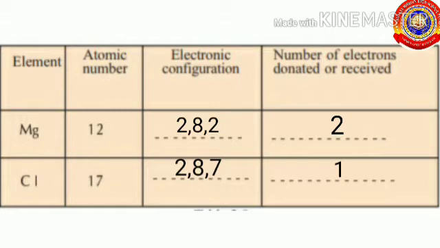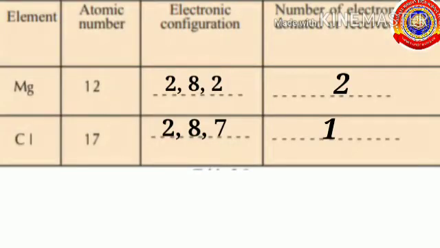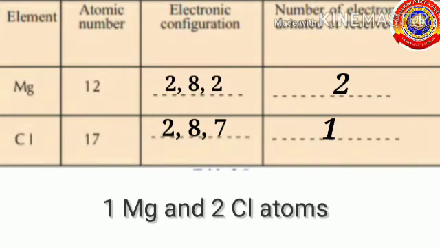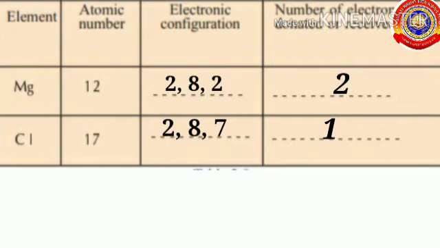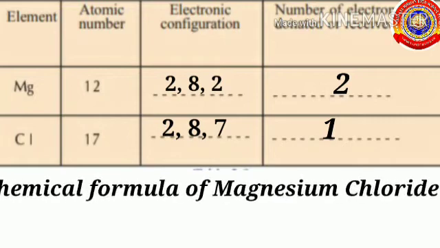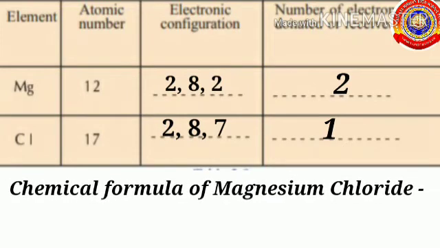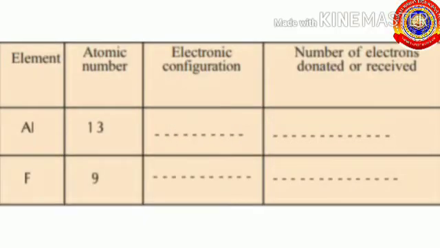Now tell me, how many chlorine atoms are required to receive the electrons donated by the magnesium? Yes, 2 chlorine atoms, right? Then there will be 1 magnesium atom and 2 chlorine atoms in a molecule of magnesium chloride. Hence, the chemical formula of magnesium chloride will be MgCl2.